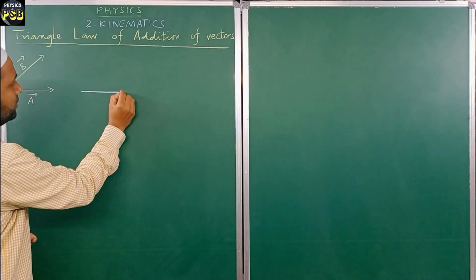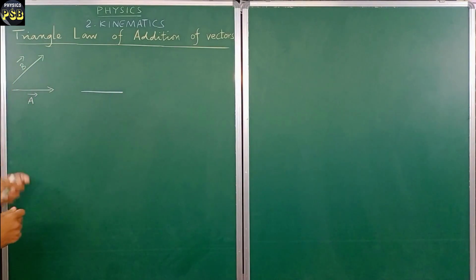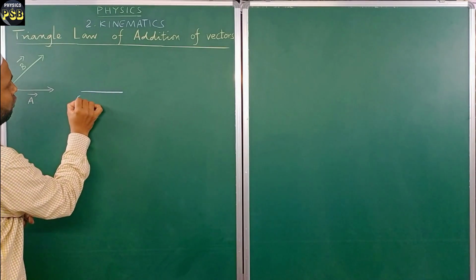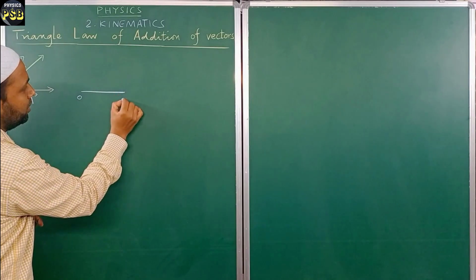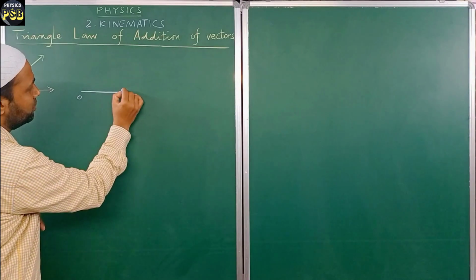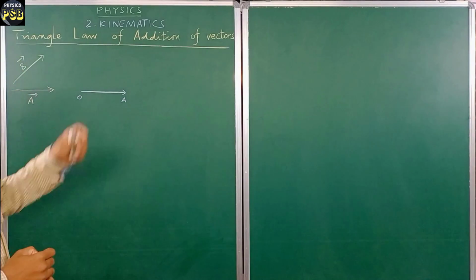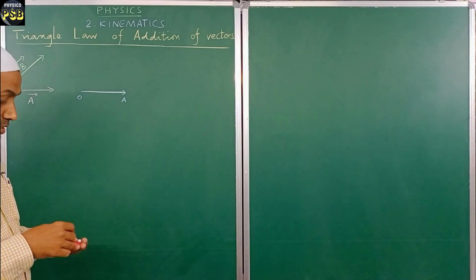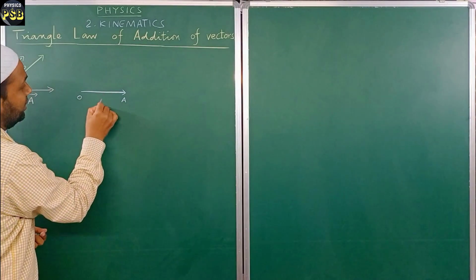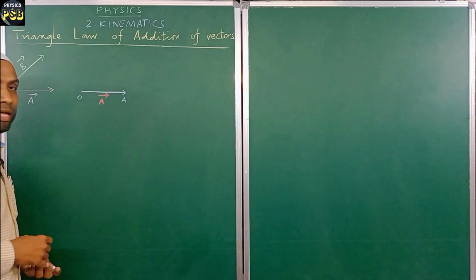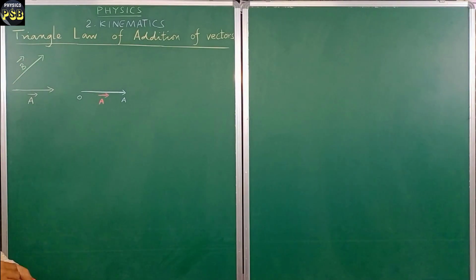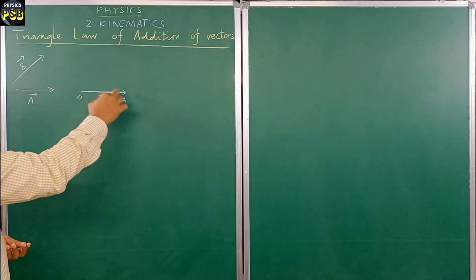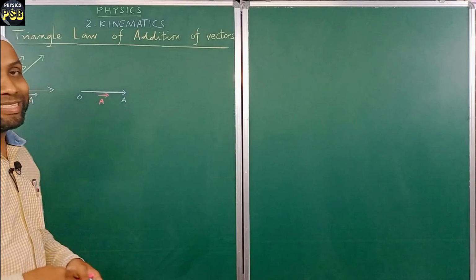whose length is equal to that of vector A. I name this line OA. This is the head of this vector. Now, this line OA represents vector A. Then look carefully at what I do. I take this vector to this end of this line.